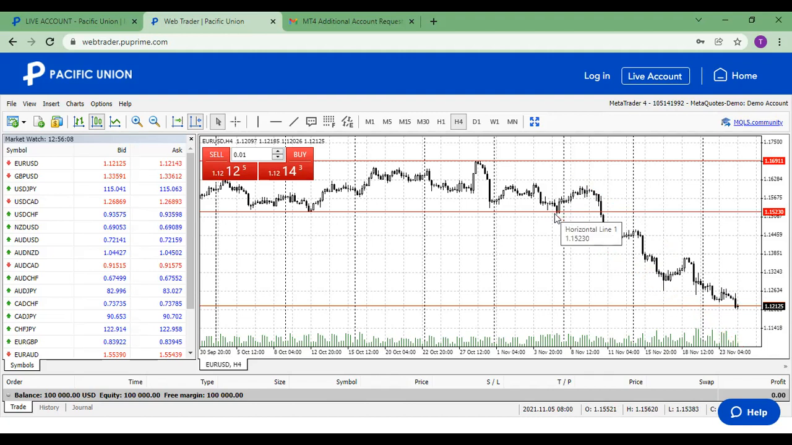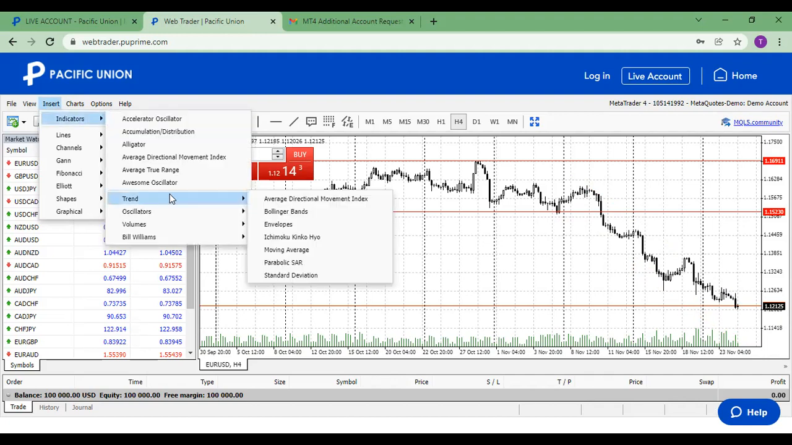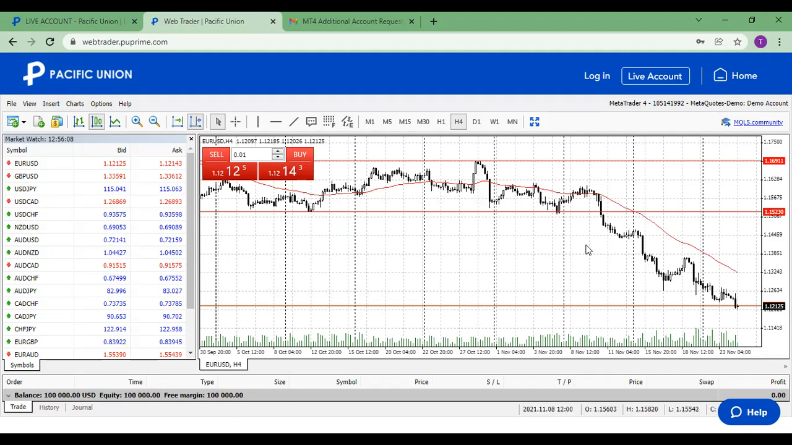So the third thing that we looked at is the moving average. To use the moving average, you come to insert indicators, you go to trend, and from trend you go to moving average. We talked about the 50 period moving average. You could use the simple or the exponential, but for the purpose of this class, let's go for the exponential. You click on OK, and it plots it out for you.